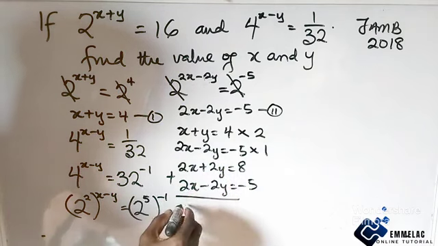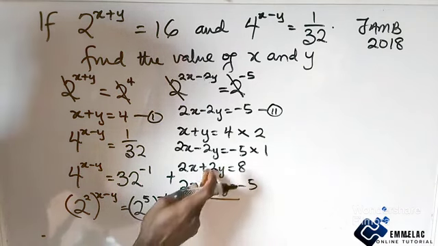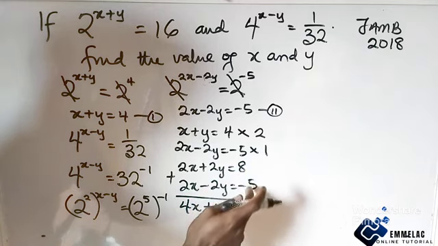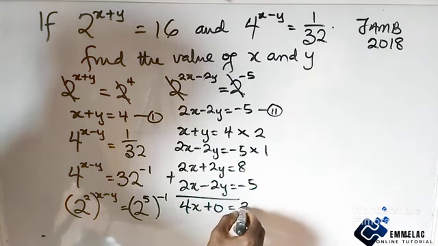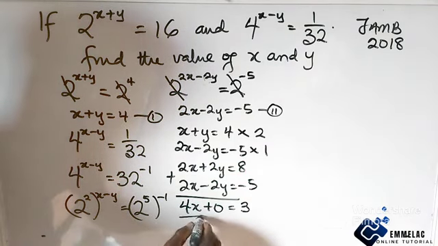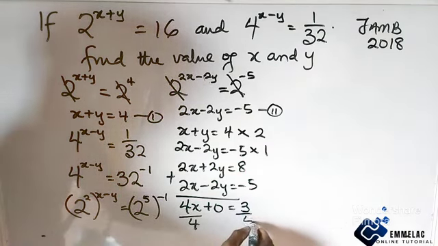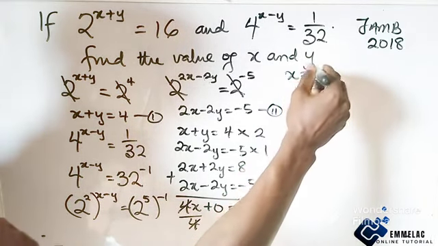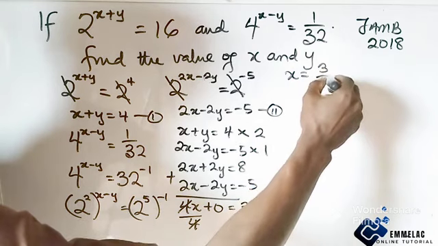By adding this plus this will give us 4x. Now adding this one gives us 0. Now 8 plus minus 5 will give us 3. By so doing, we can now divide both sides by 4. So our x will now give us 3 over 4.